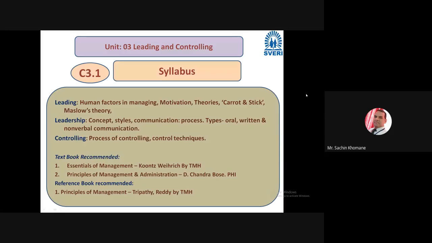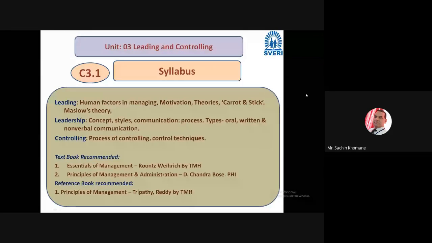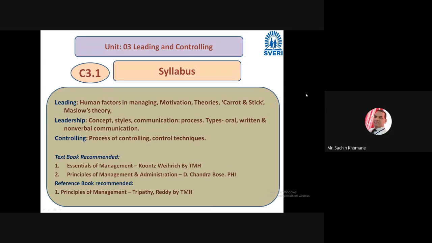Actually, whom you are managing, especially manpower, right? You are managing machines, material, money, but the human factor is one of the very important aspects in industry that you need to manage. So certain factors related to humans we have to discuss today in this part. Then, what is motivation?